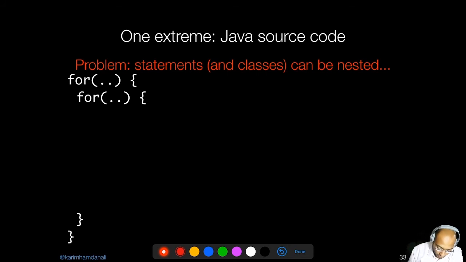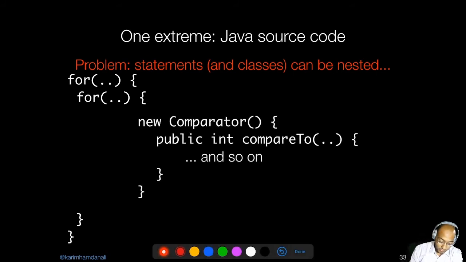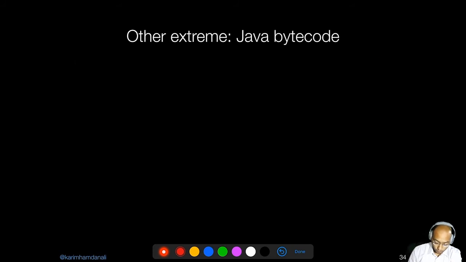Another problem with Java source code is that statements and classes at the source level may be nested. You might have multiply nested for loops, for example, with even further nesting, like anonymous classes that have methods implemented in them, and those methods can have their own anonymous classes implemented in them, and so on and so forth. Things are a little bit easier when you go to the bytecode because these are going to be expanded into separate classes, but at the source level, this is really one extreme of the language.